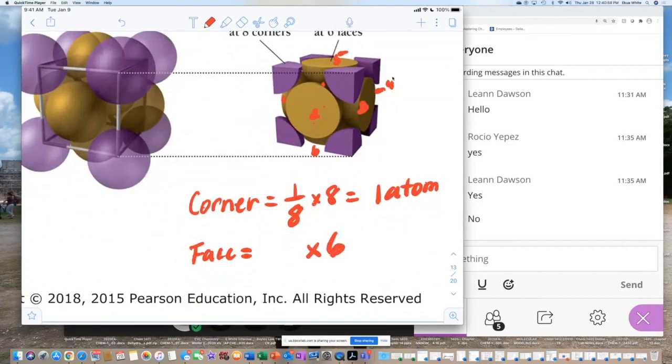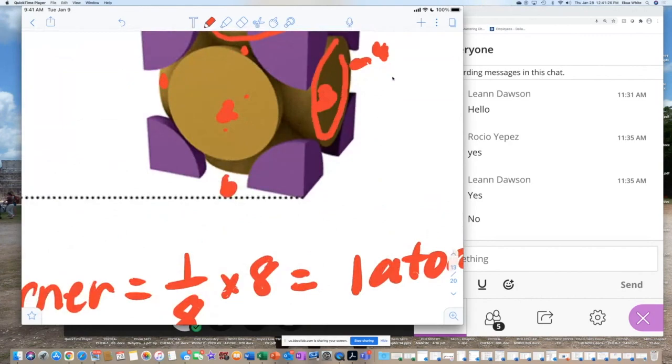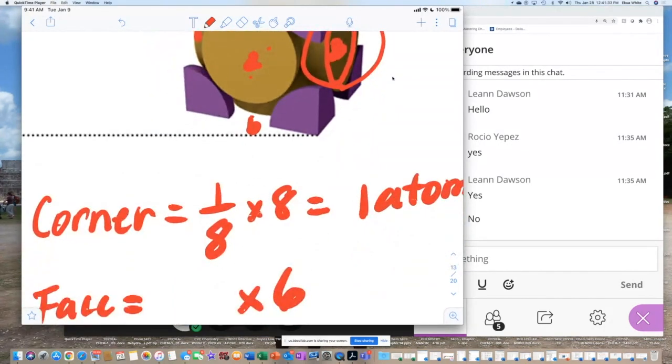Times 6, and each piece on the face is worth what fraction? One half. You can see it in the picture right here, right? This is one half of the whole atom. So the wall pieces are being shared just between 2 unit cells. So you can see here in the picture, it's one half. This is like one half of the atom. The other half is in the neighboring unit cell. So the wall pieces are one half.